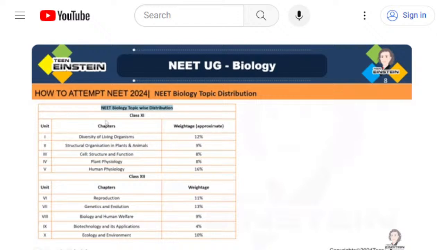So here I'm saying, from biology, the topic-wise distribution: diversity of living organisms has 12% weightage in the NEET examination. Then structural organization in plants and animals has 9%, cell structure and function 8%, plant physiology 8%, human physiology 16%. So this kind of chapters you should target, and you should not leave those chapters. Those chapters you must learn. So a brilliant student should target in that way.